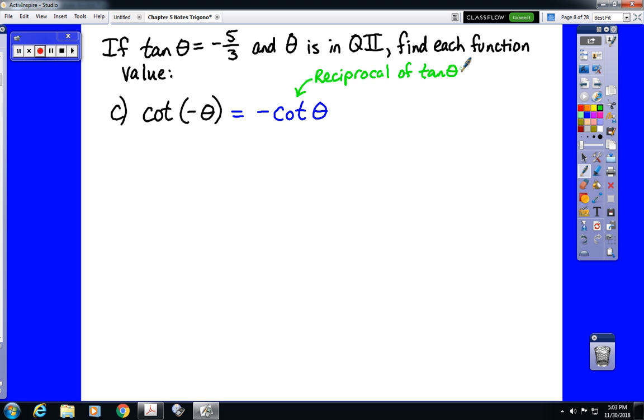So if we know that tangent theta is negative 5 over 3, then that means that cotangent theta is negative 3 over 5, the reciprocal of what they gave us in the directions. The two negatives would cancel each other out, telling us that the cotangent of negative theta, what they asked for in the problem, is equal to 3/5. That would be the answer to the question, because those two negatives would cancel, leaving 3/5.